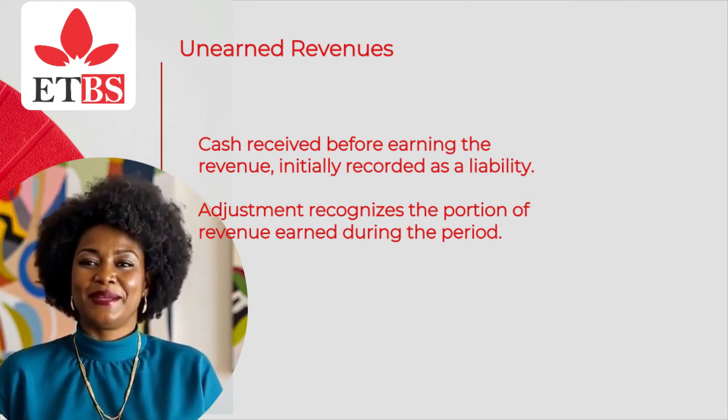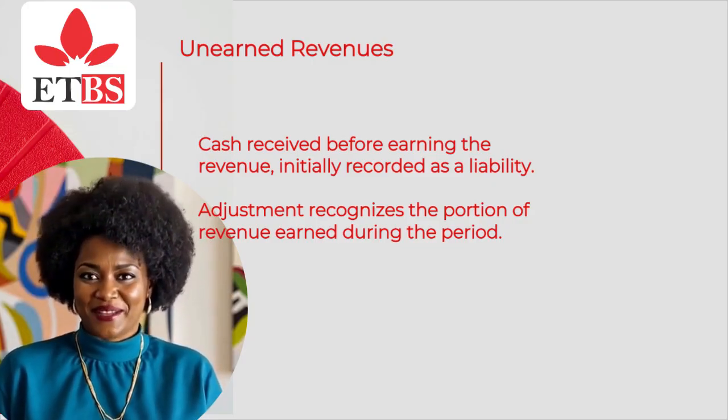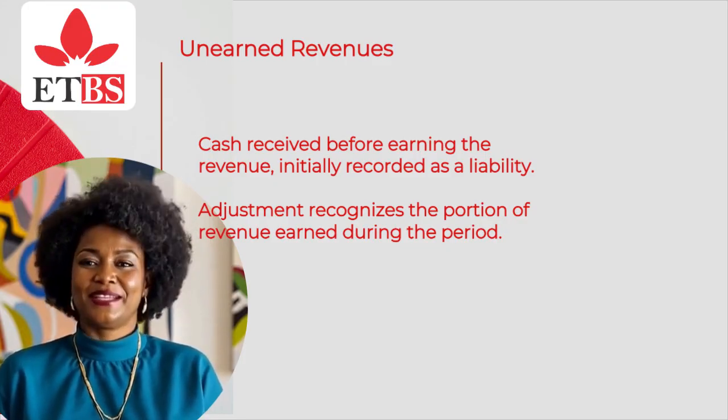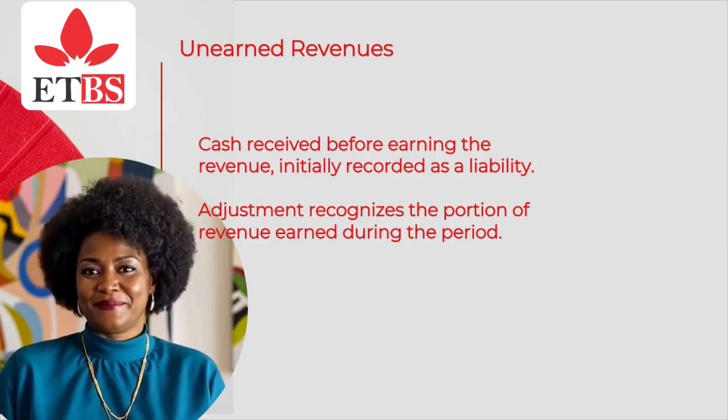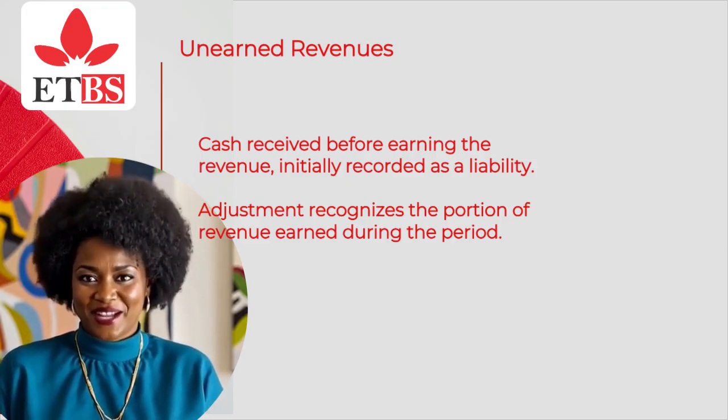Section 2. Types of adjusting entries. 2.1 Prepaid expenses: payments made in advance for expenses, recorded initially as assets. Adjustment needed to expense the portion used during the period. Example: prepaid rent, insurance, supplies. Journal entry: debit expense account, credit prepaid expense, asset account.